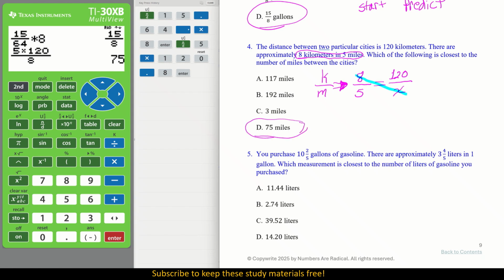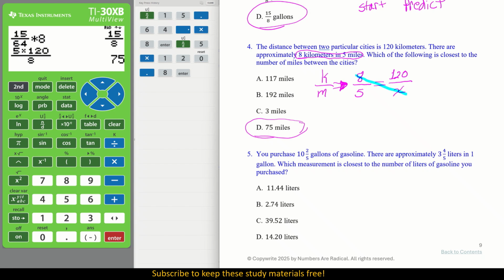All right, so let's look at number 5. You purchased 10 and 2/5 gallons of gasoline. There are approximately 3 and 4/5 liters in 1 gallon. Which measurement is closest to the number of liters of gasoline you purchased?